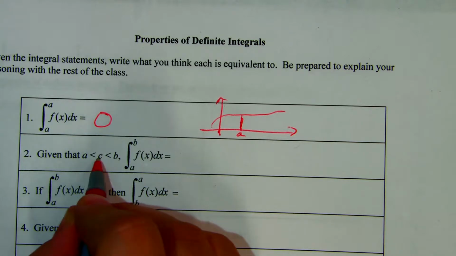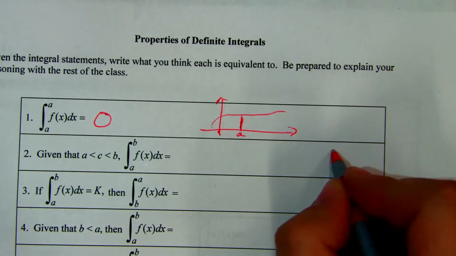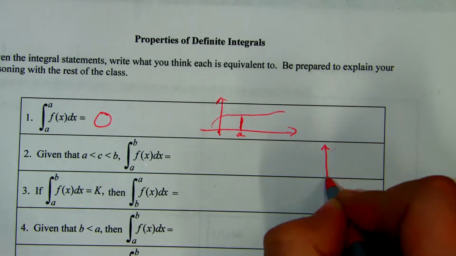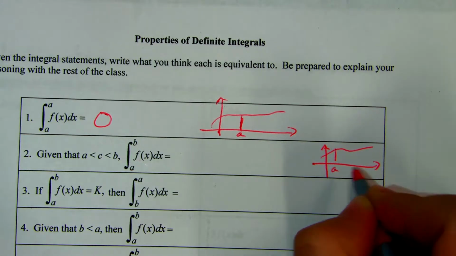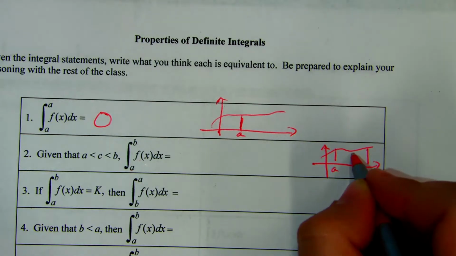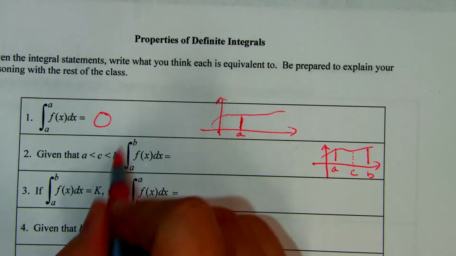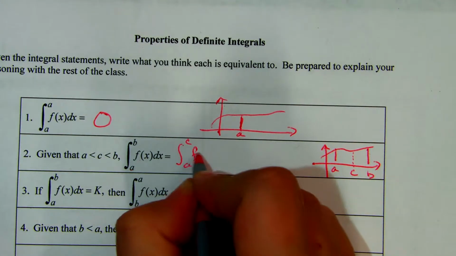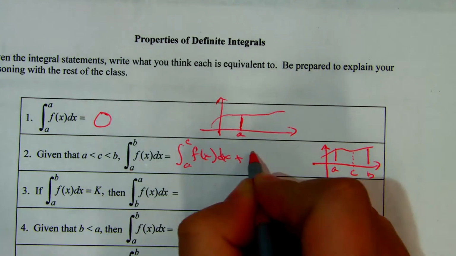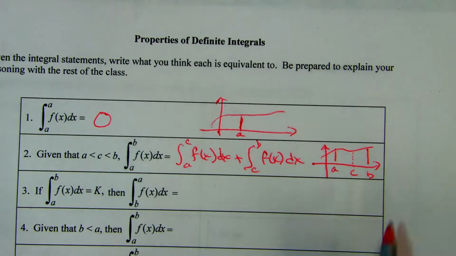Given that a is less than c is less than b, then the integral from a to b of f of x dx, well, what they're saying here is that I've got a curve that starts at a and ends at b, and in the middle I've got some c. But what it's saying is that this whole integral from a to b, that whole area, is equal to the integral from a to c of f of x dx plus the integral from c to b of f of x dx. So it's just saying that the whole thing is equal to the two parts.